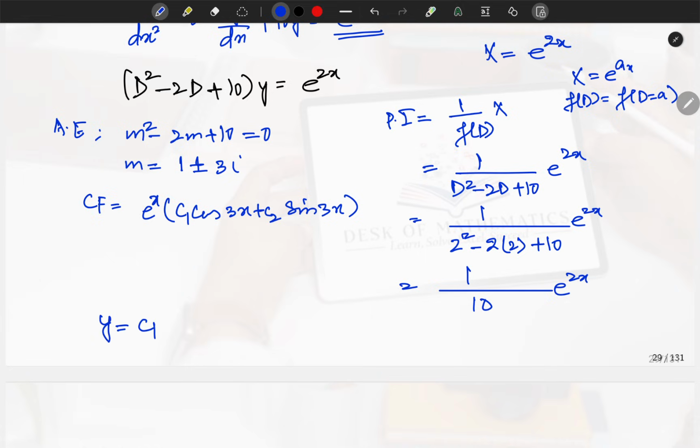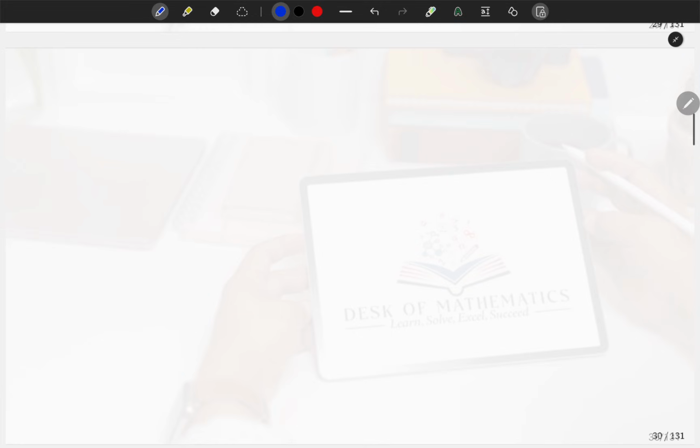So the solution is complementary function plus particular integral. It is equal to e raised to the power x, c1 cos of 3x plus c2 sine of 3x, plus 1 by 10 e raised to the power 2x is the solution.